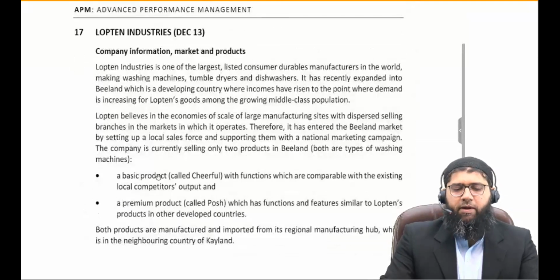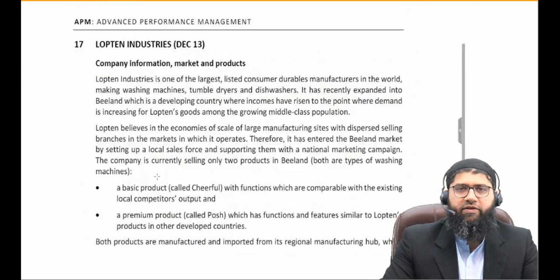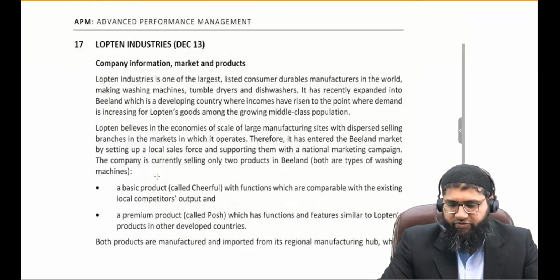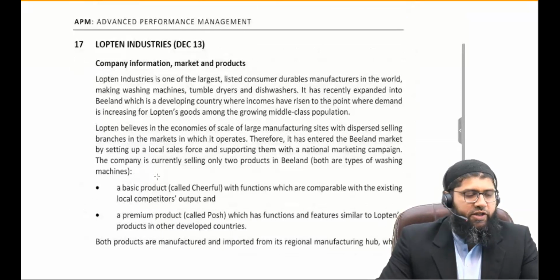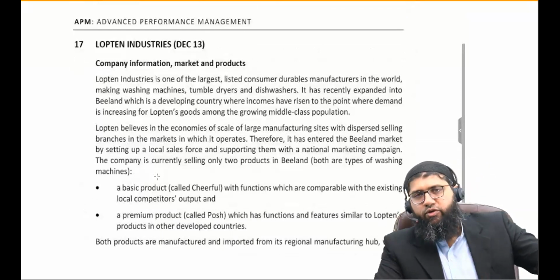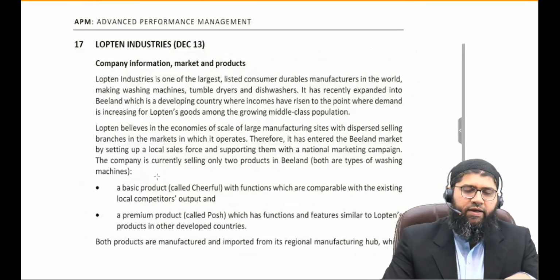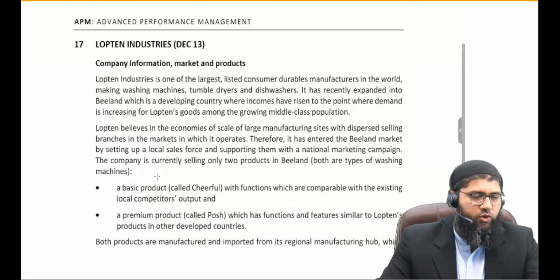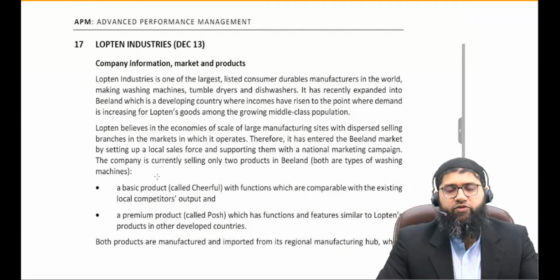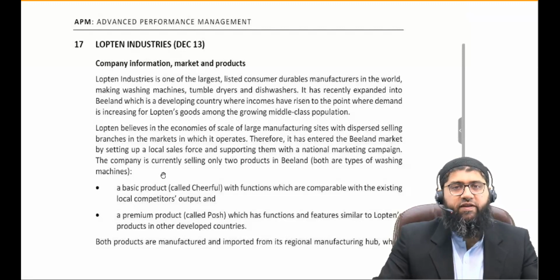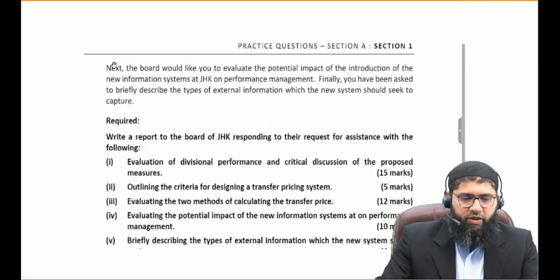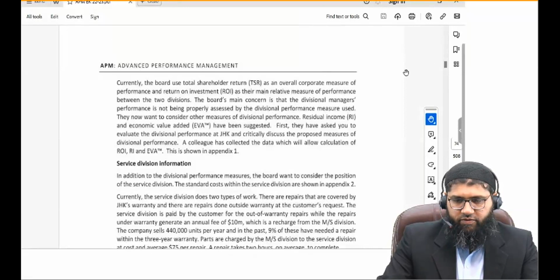Okay, so it's about Lupton Industries, question number 17 of the revision kit. Let's start discussing it. Whenever we are dealing with a question, you now know that there are professional marks also. With respect to question number 1 of the examination, there are 10 professional marks that you would come across. So I will go about discussing this and take you through it.